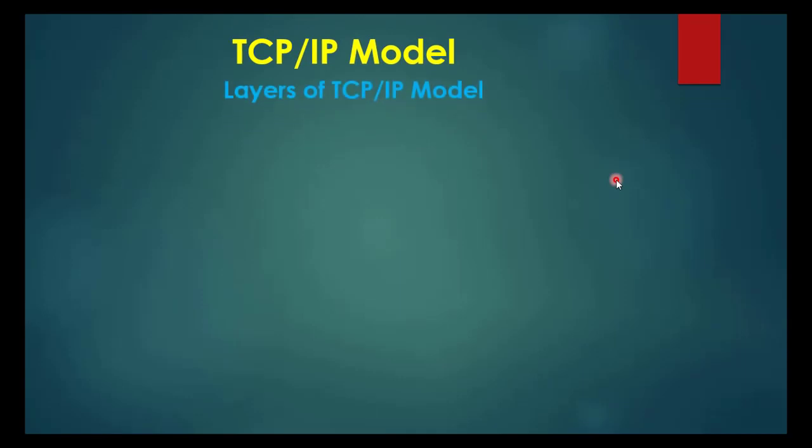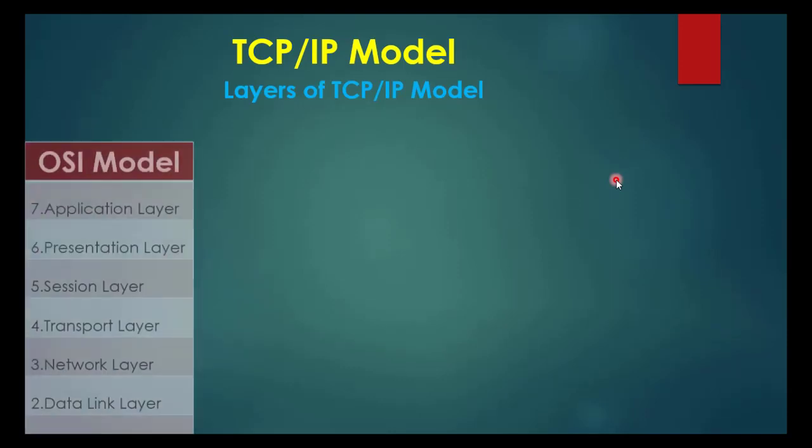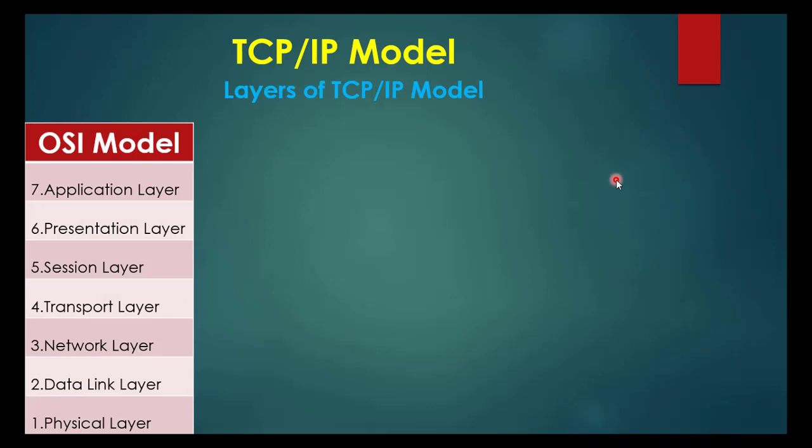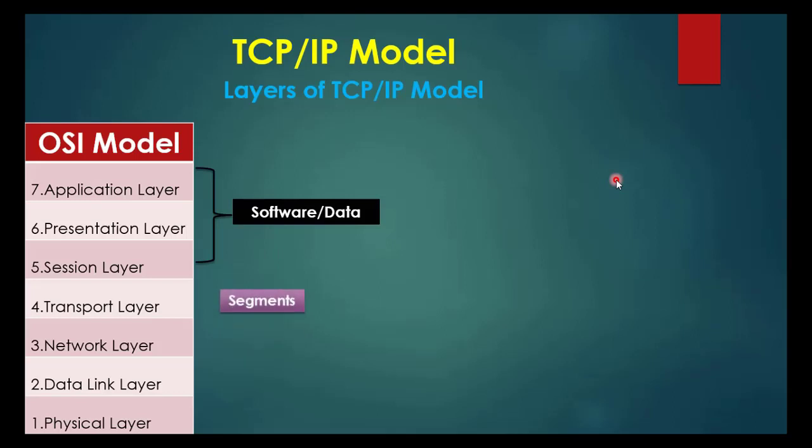Layers of the TCP/IP model. Before starting the discussion about the layers of the TCP/IP model, we will repeat the layers of the OSI model for a better understanding of the layers of the TCP/IP model. The OSI model contains 7 layers. Application layer, presentation layer and session layer are related to software. On these layers, our data is in actual form. On the transport layer, data is converted into segments. On the network layer, data is in the form of packets, and on the data link layer, data is in the form of frames. And at the end, data is in bits form at the physical layer.